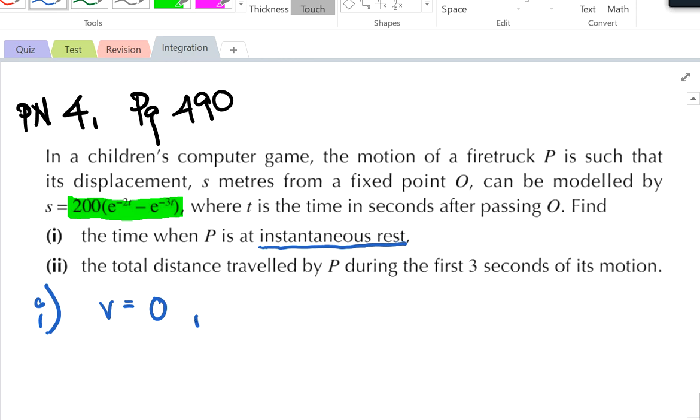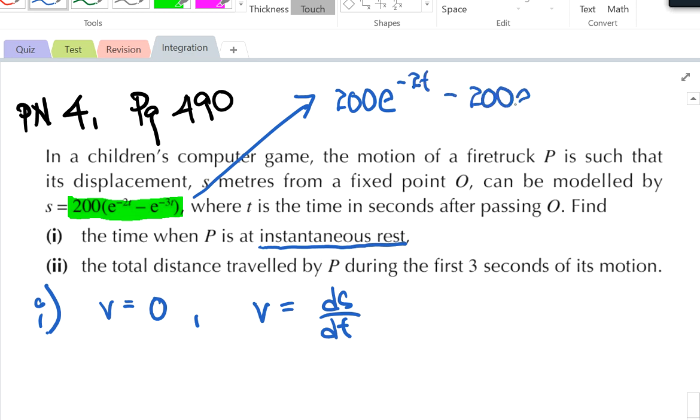Hey, we are stuck. We only have S. But if we want to find V, we need to differentiate your S with respect to t. But guys, this is not the best form to differentiate. You will need to simplify first by expanding this way. I'm going to write out for you. Please don't go and use your product rule.